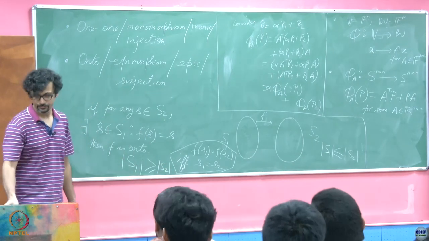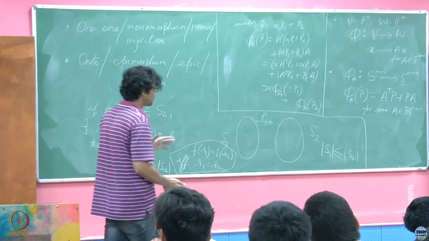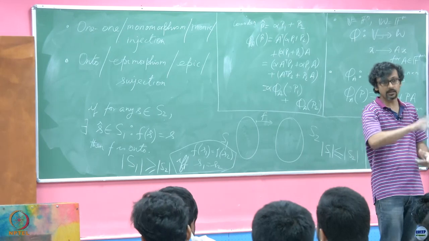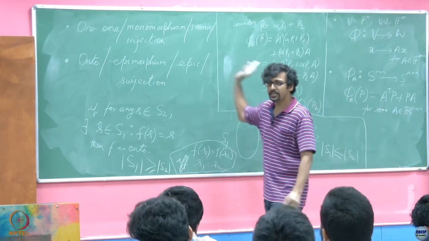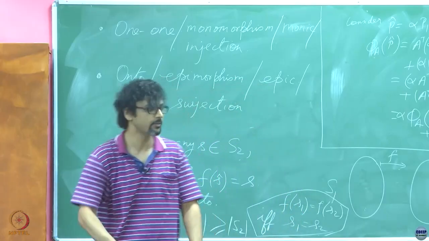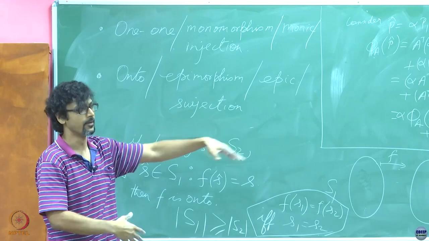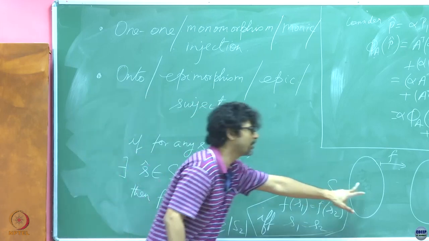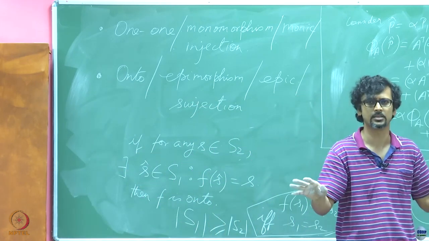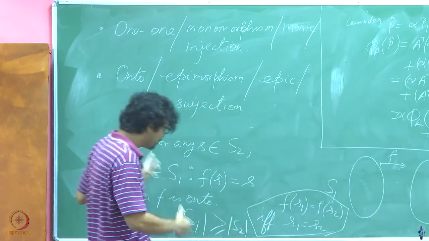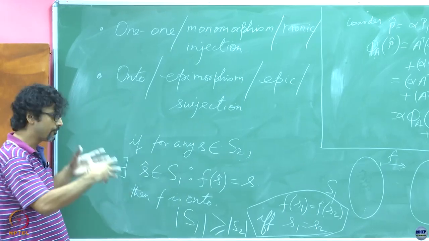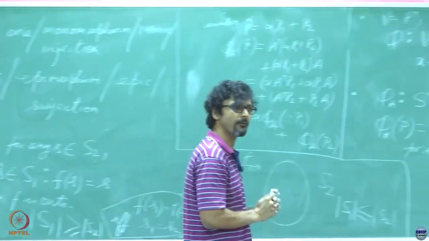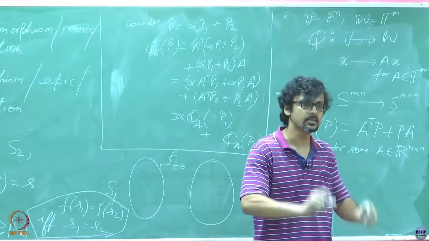Now it is a trivial step to see that if you have a bijection, and mind you, I'm not even getting into linearity. We'll talk about that in the next lecture on linear transformations and their properties. I'm just talking about simple mappings from a set to a set, not even vector spaces. If you have a bijection, it's a convenient way of showing that two sets have exactly the same number of points.